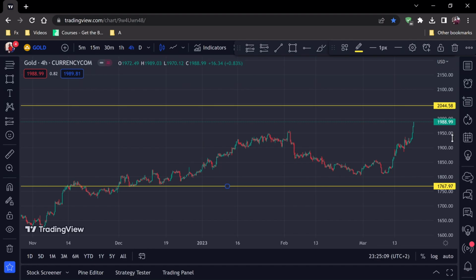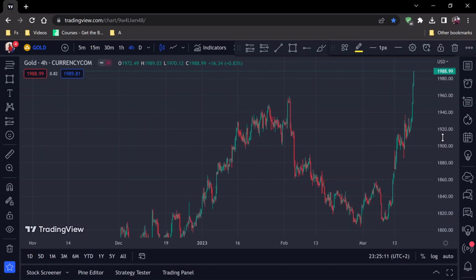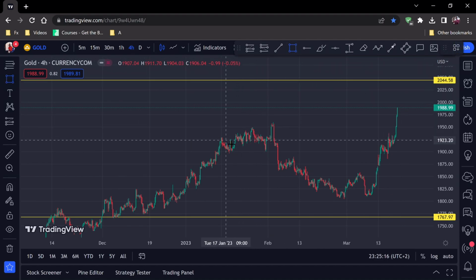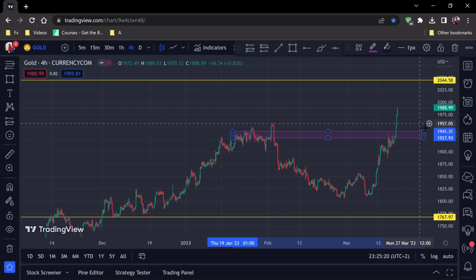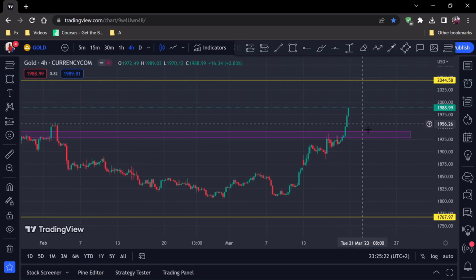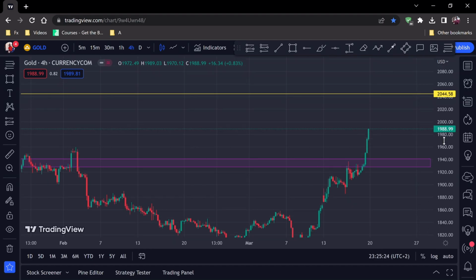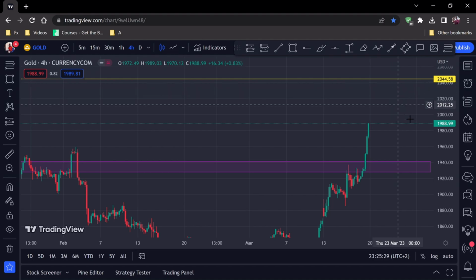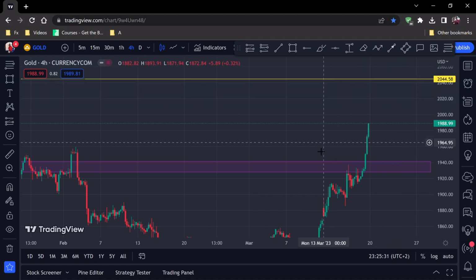Right on the 4-hourly on the candlesticks, you can see that we are in that bullish momentum, right? We did break above this resistance area right here. Then we've been hitting that bullish momentum, looking towards our weekly high, right? Looking towards that 2048 area. Currently we are on 1988, right?